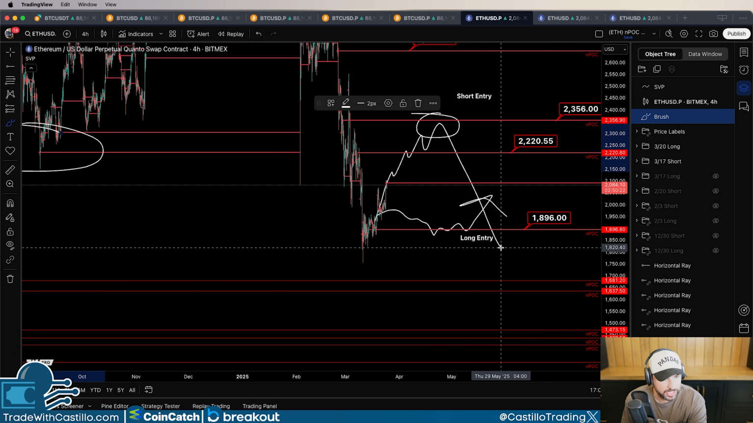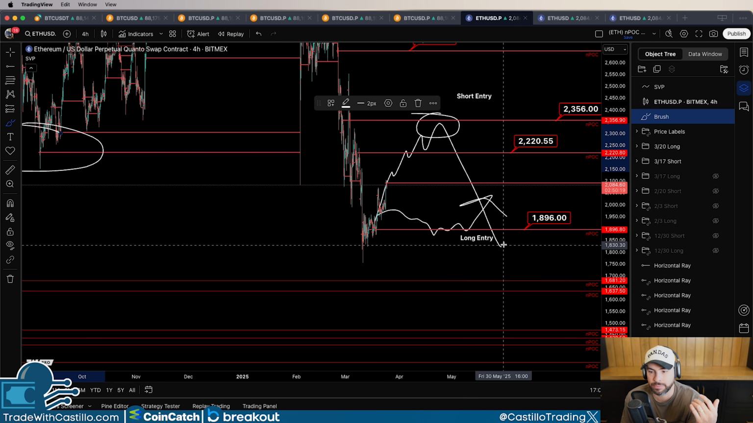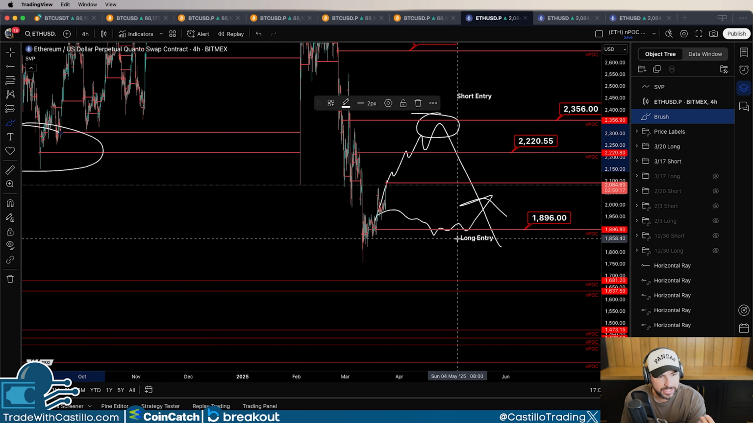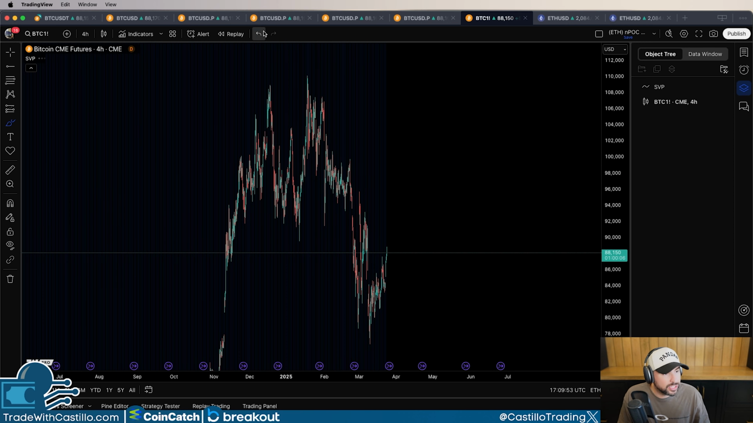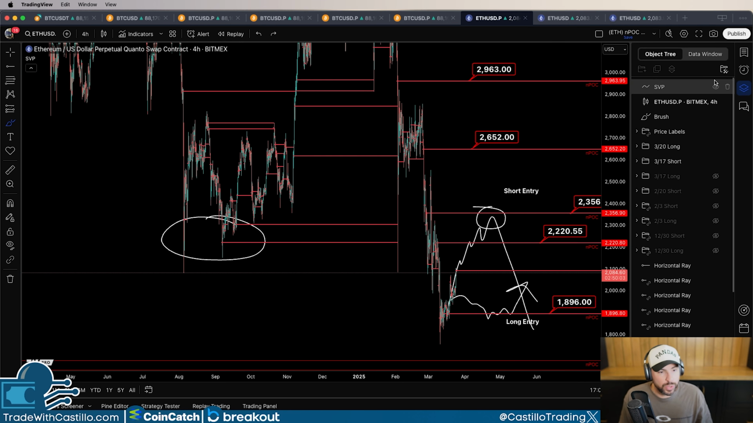These setups still all stay the same for me, right? At least based on NPOC prints. We retest 1896, we have patience for that. We don't long until that happens, right? Same thing. If you want to short Ethereum, I wouldn't short it here. I would wait for a little bit higher. There's just no reason, in my opinion, to short in this area when we're just starting to bounce, right? If you want a discount on your shorts, you want to wait for higher.